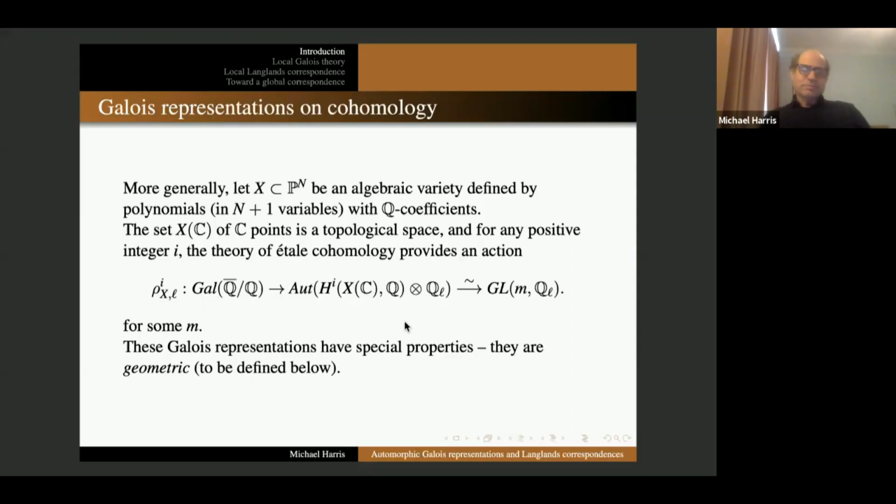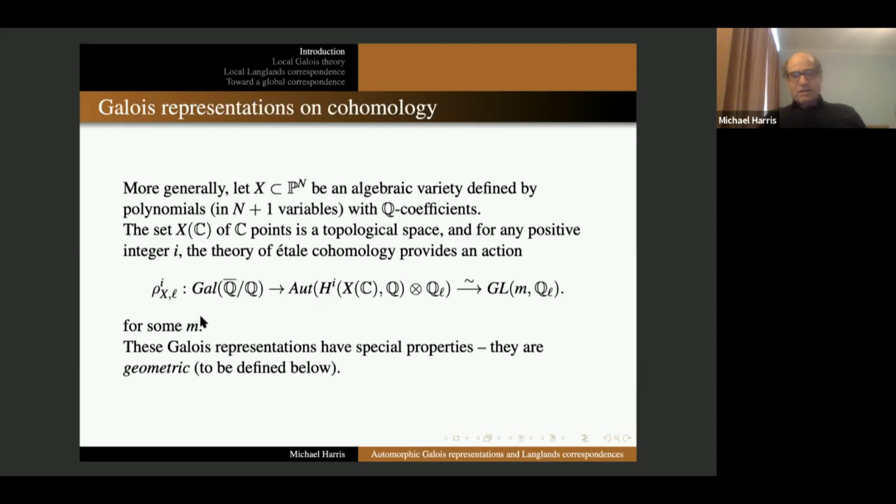Well, so starting from an algebraic variety, we get just a set of polynomial equations. We get a topological space. We look at its cohomology. We tensor with QL. L is any prime number. And for each such L, and for each degree of cohomology, we get a homomorphism, that is to say, an m-dimensional representation of the Galois group for some m.